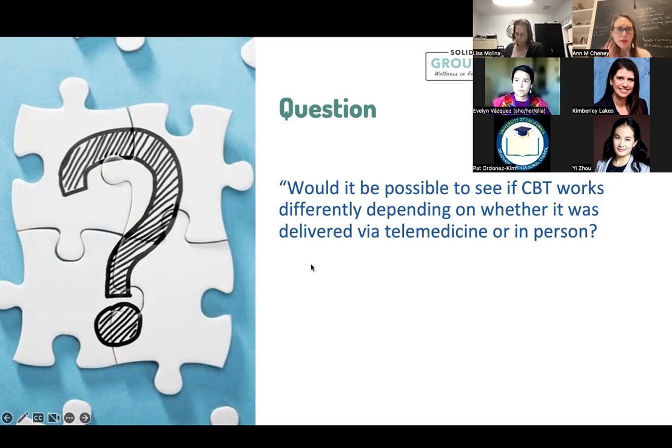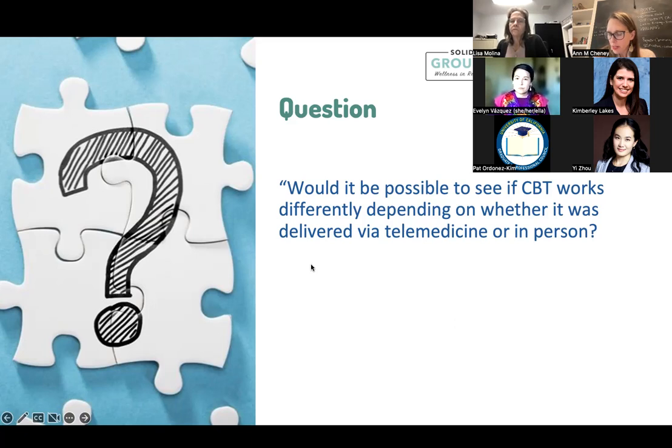So anything else that folks want to bring up? Okay, so just working with some of the ideas that are shared. When we think about what we're going to compare, we're going to really look at these two different types of interventions, how they're delivered. So we want to know, in this case, does cognitive behavioral therapy, so we know it's an evidence-based practice, right? Does it work differently depending on whether it's delivered by telemedicine or if it's delivered in person?